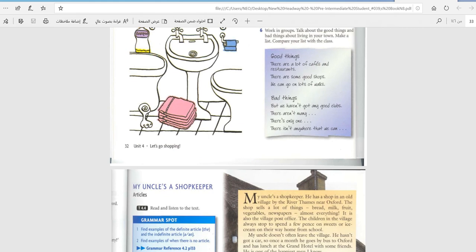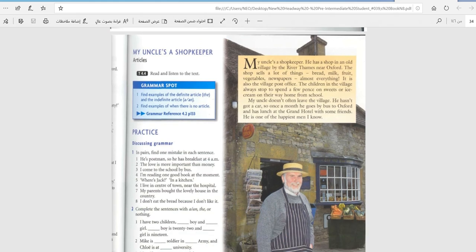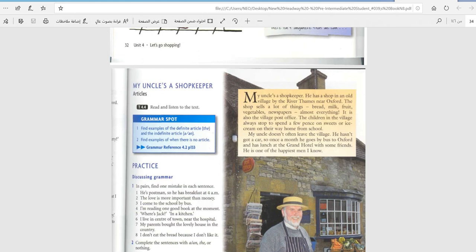Bad things. But we haven't got any good clubs. There aren't any, for example, public transportation. There is only one hospital. There isn't anywhere that we can swim. A shopkeeper, meaning a market guard.